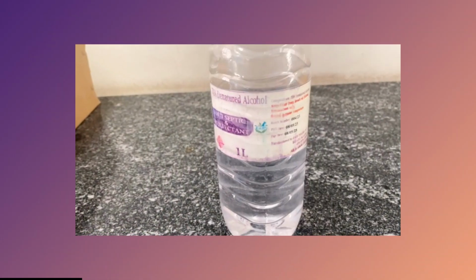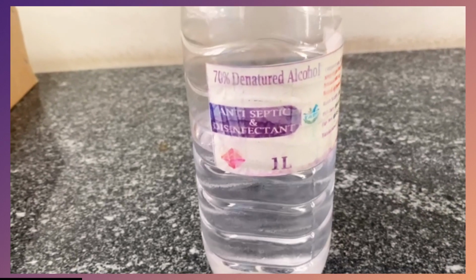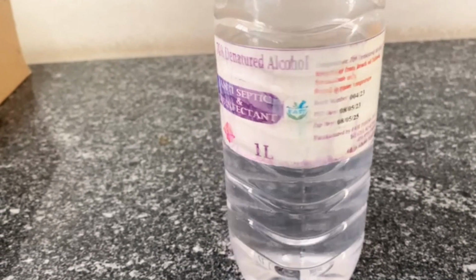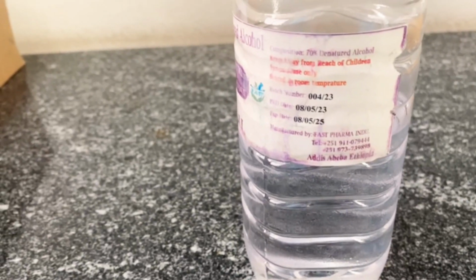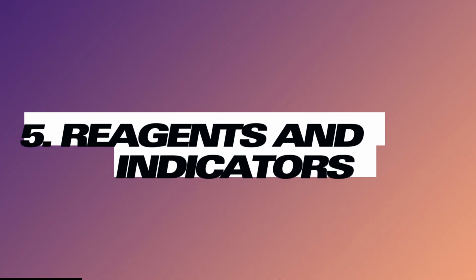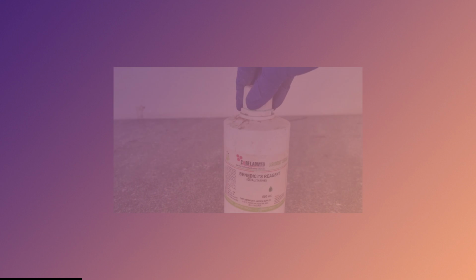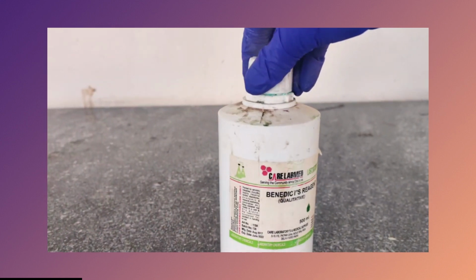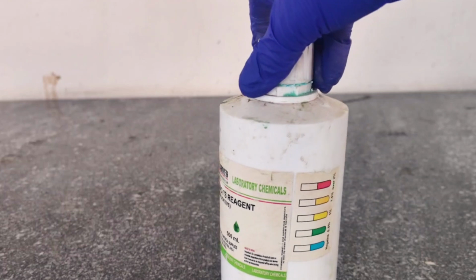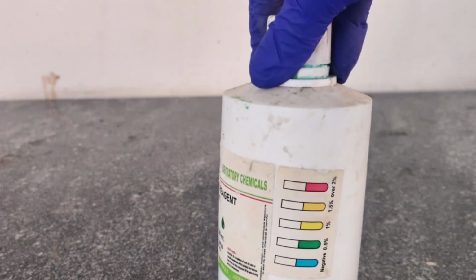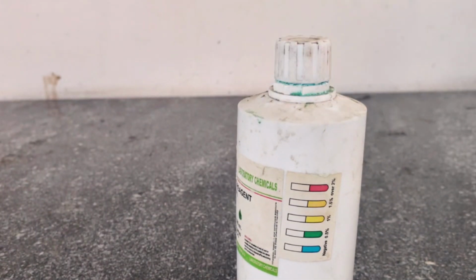Denatured alcohol can be replaced with isopropyl alcohol for cleaning and solvent purposes, but maintain similar purity levels to ensure consistency in reactions. 5. Reagents and indicators. Benedict's reagent can be substituted with Fehling's reagent or Tollens' reagent when testing for reducing sugars. Just ensure that the concentrations are aligned for accurate detection.